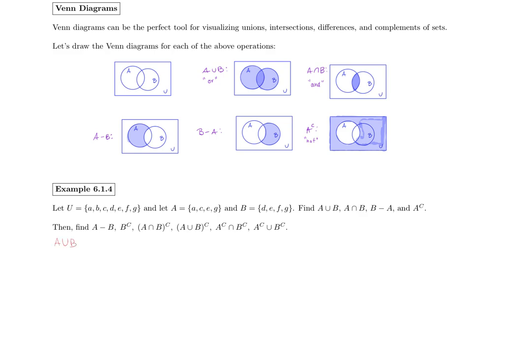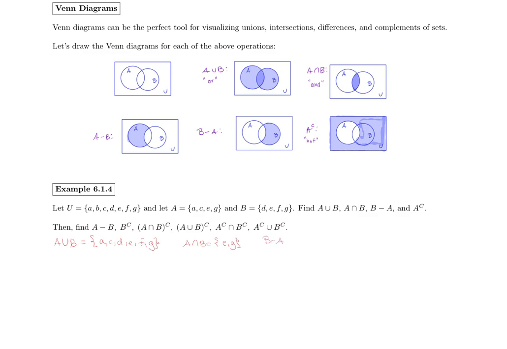A union B is going to be the set of elements that are in either set A or set B. Well, A has A, C, E, and G, and B has D, E, F, and G. So together we would have A, C, D, E, F, and G. But if I wanted to find out what A intersection B is, that's the set of elements that they have in common. Well, it's not A, it's not C. Oh, but E and G, they both have E, and they both have element G.